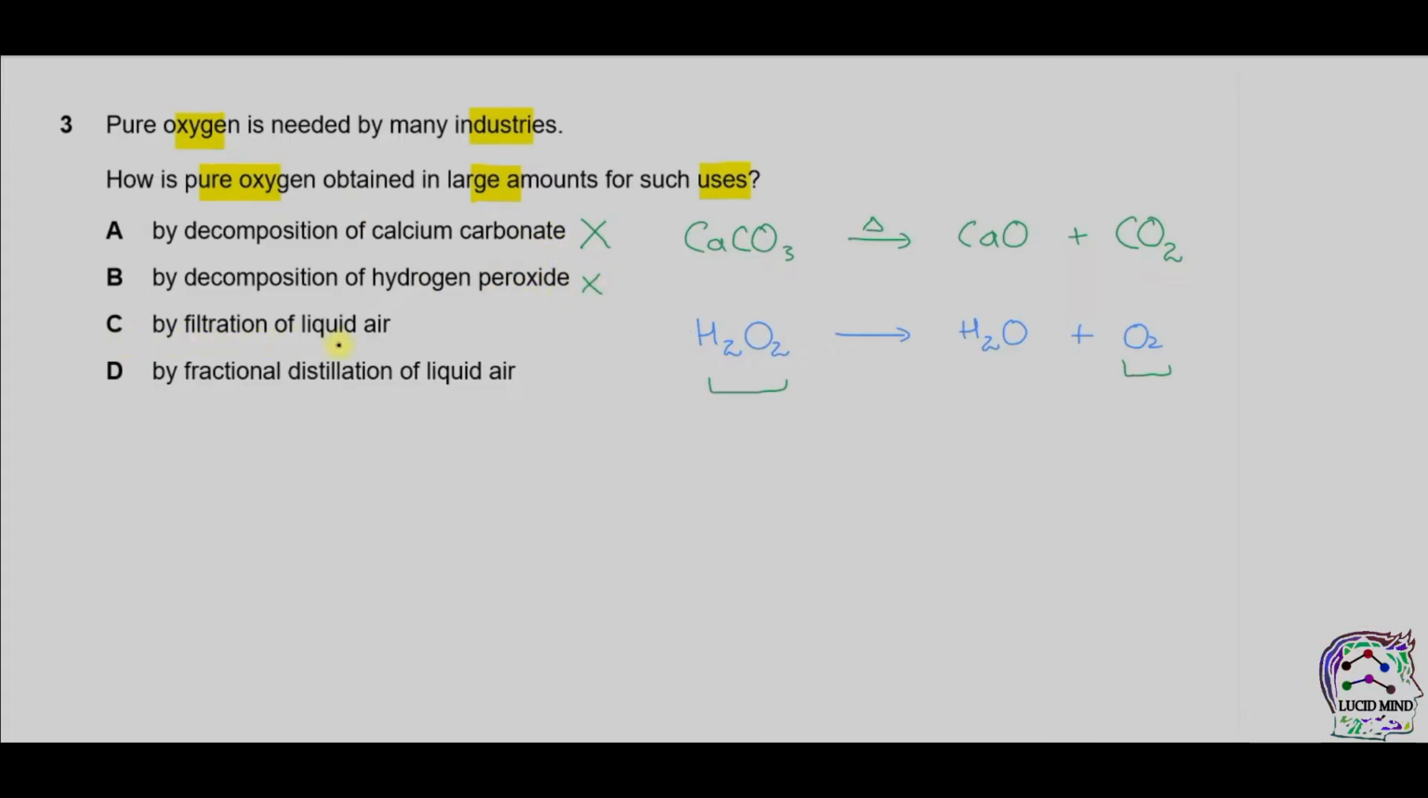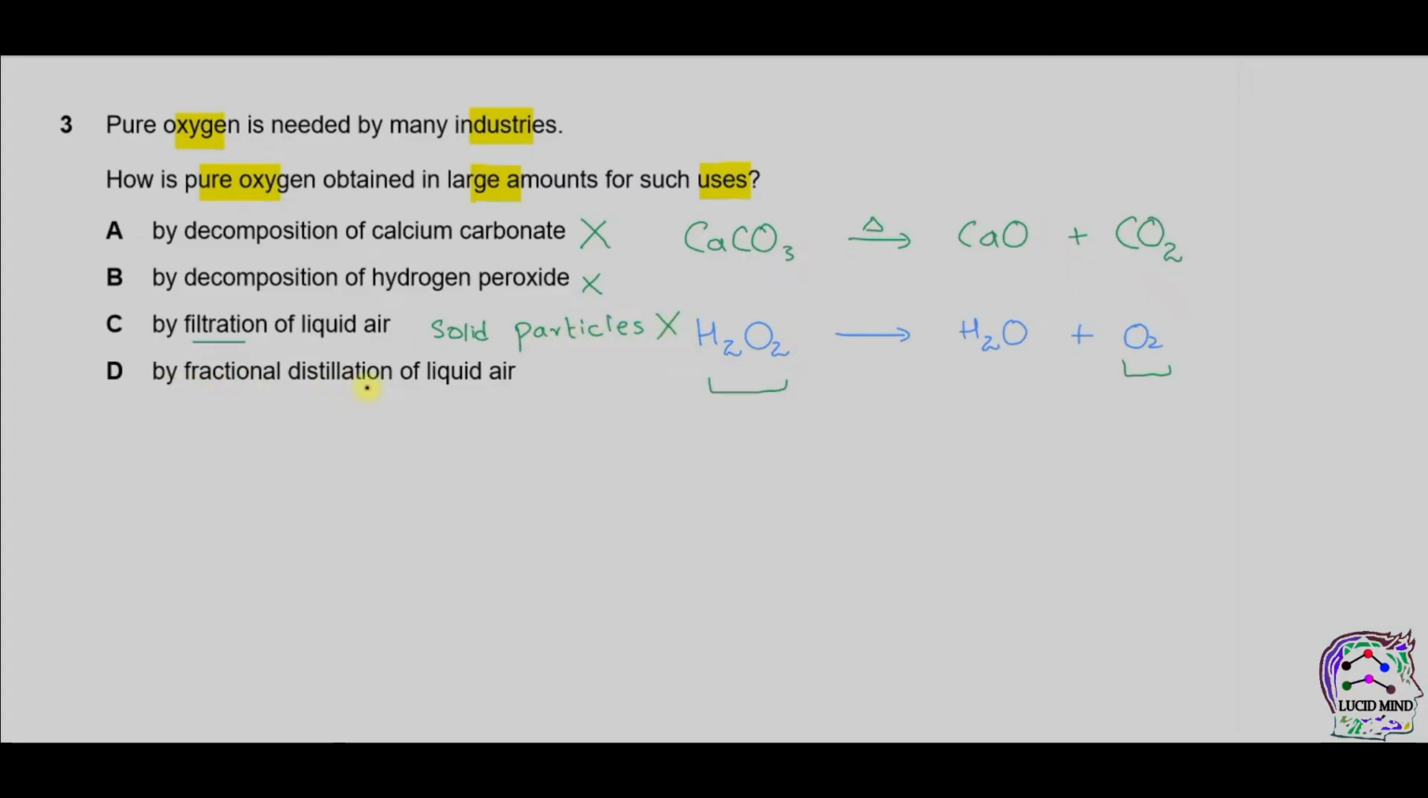C is by filtration of liquid air. Now filtration can only remove solid particles. It cannot separate oxygen from the mixture. So therefore C is also incorrect.